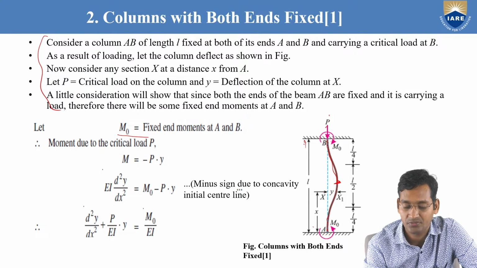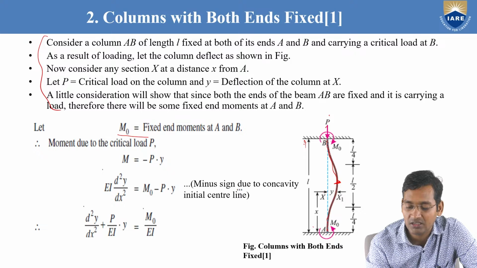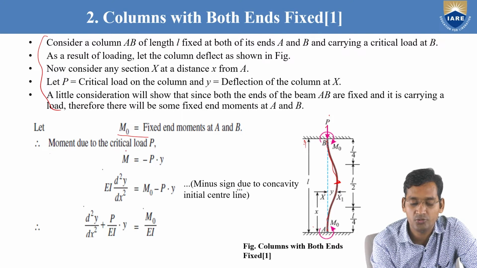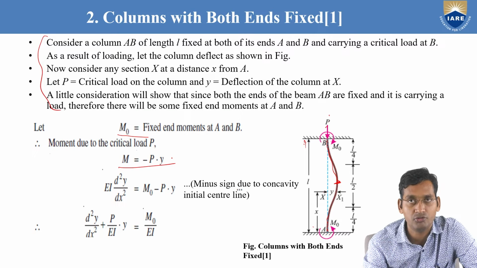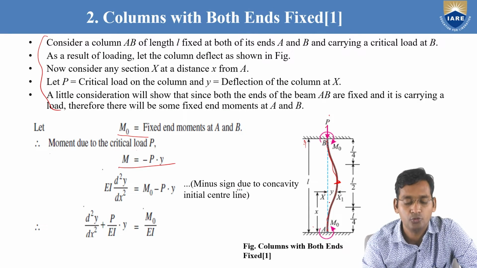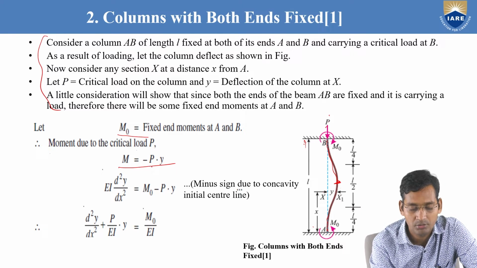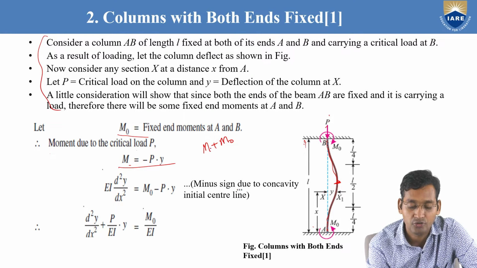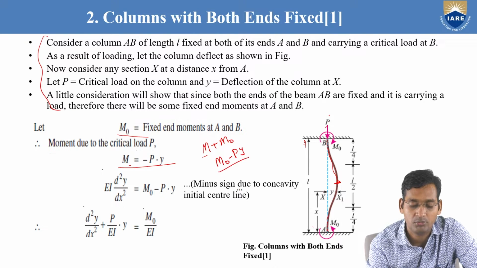So this is positive, and the column is making a concave shape. So concave is minus Py. So the moment due to the critical load P is M equals minus Py, because under this load it's bending in concave form. So the total moment will be what? M naught plus M. So what is M? Minus Py. So M naught minus Py will be the total moment.